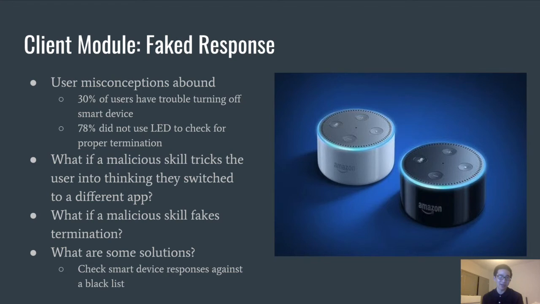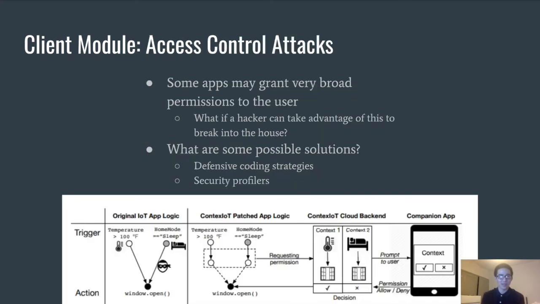So maybe there are a couple of canned responses that are very suspicious. The next attack is an access control attack. This means that the Amazon Alexa in your house can open the windows when you're asleep at night and let someone rob you. This can happen because apps grant very broad permissions to the user, and hackers can take advantage of this.